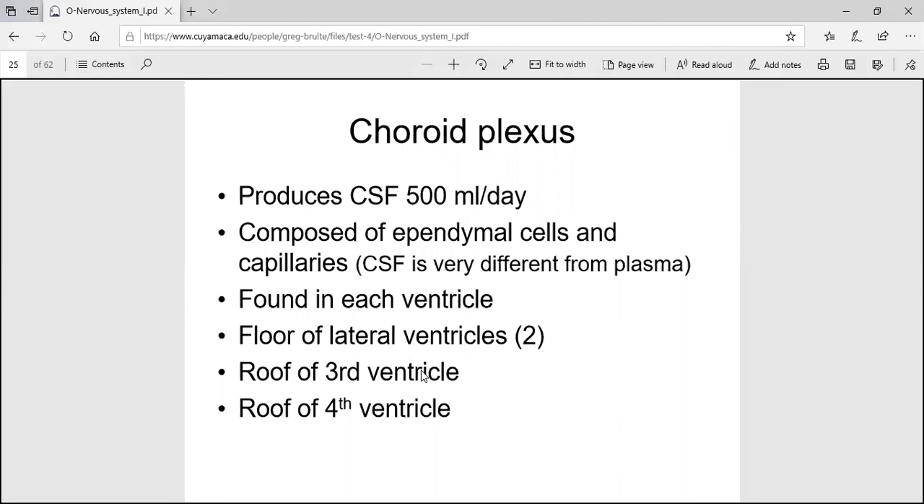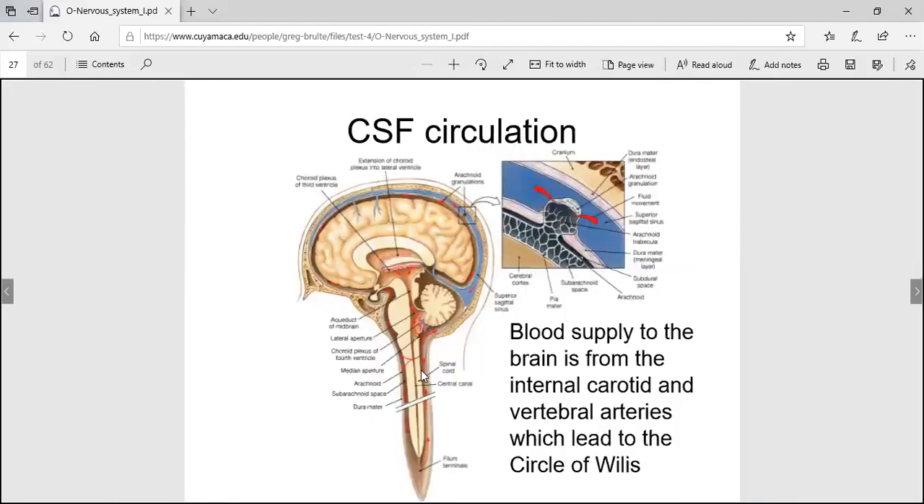See the pink? That's your choroid plexus. I thought choroid meant pink. I thought I knew my Latin. I didn't. It actually means afterbirth, at least according to Wikipedia, which is kind of pink. So I wasn't totally off base, but they name these things by the way they look, and it's full of capillaries, which are kind of reddish pink, and then the ependymal cells. So they named it choroid, which according to Wikipedia means afterbirth.